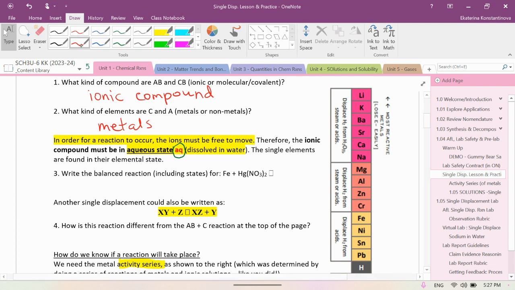So let's write the balanced chemical equation for iron. Iron is a metal, it is a solid in its elemental state, plus mercury nitrate. This has to be aqueous, okay? What will happen for this reaction? Well, we are going to use the activity series of metals.